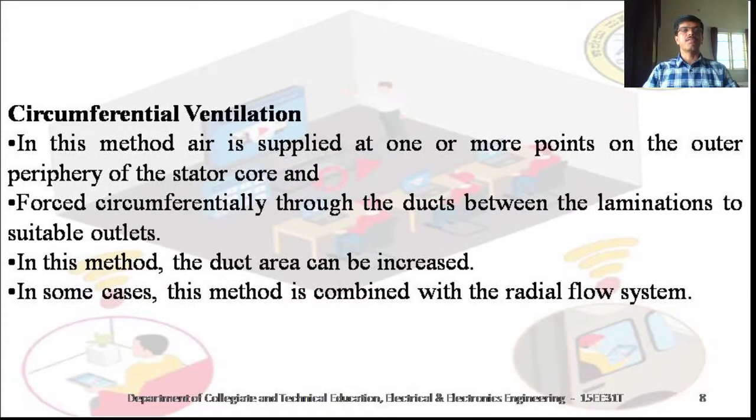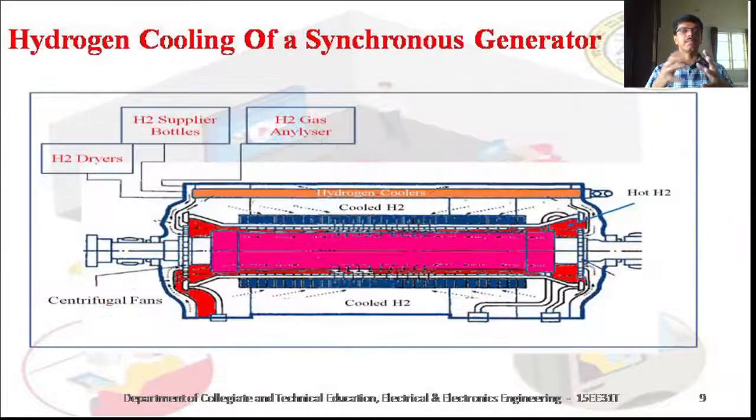One more is the circumferential method. In this method, air is supplied at one or more points on the outer periphery of the stator core. So it is circumferential. The forced air passes through the ducts between the laminations and suitable outlets. By using this type of method, the duct area can be increased, so we can get effective air circulation.